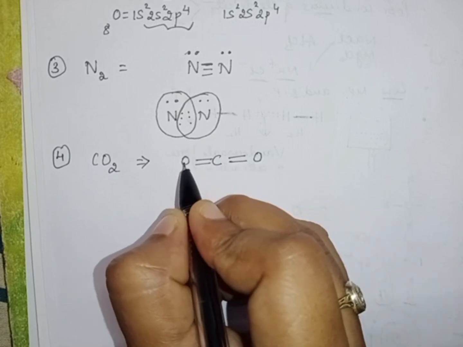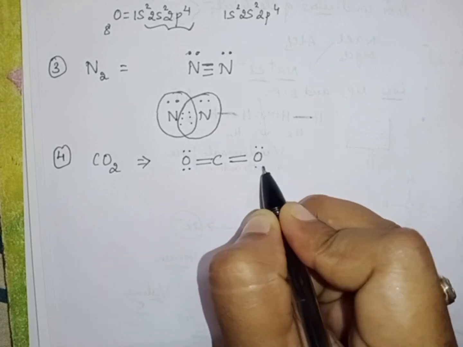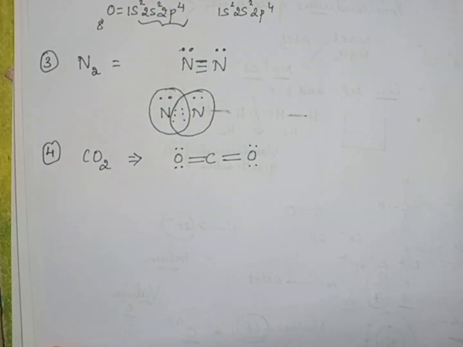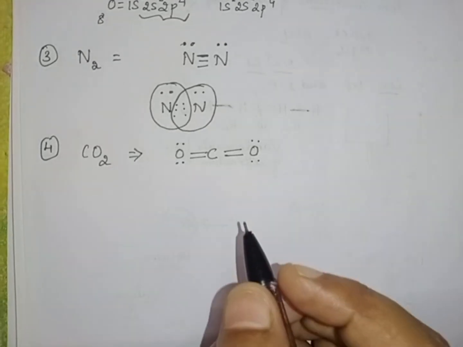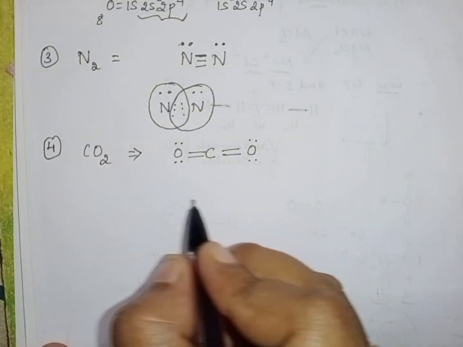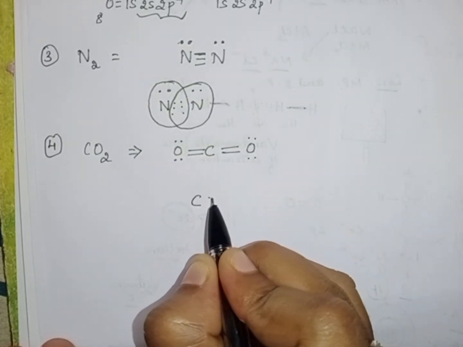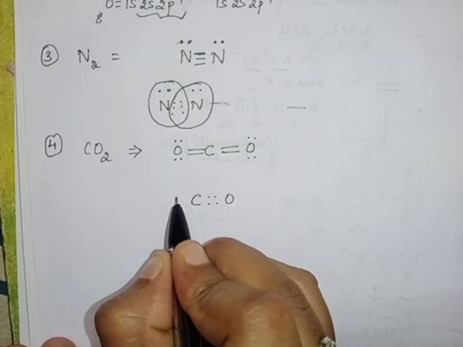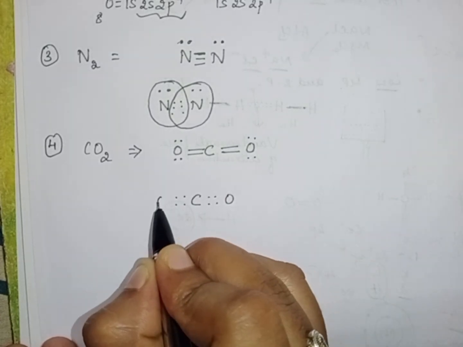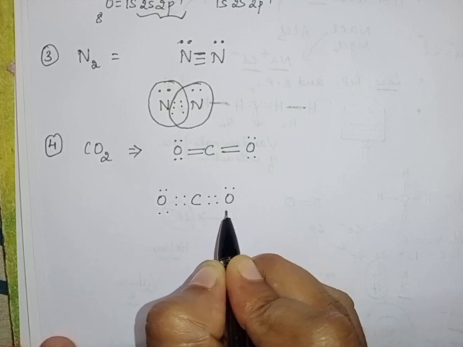Then after this, never forget the lone pairs of electrons. You have to write 4 lone pairs of electrons. Then what do you have to do? Write carbon. Then how many bonds? 1 bond, 2 bond. Oxygen, 1 bond, 2 bond, oxygen. Lone pairs of electrons, never forget, never forget.